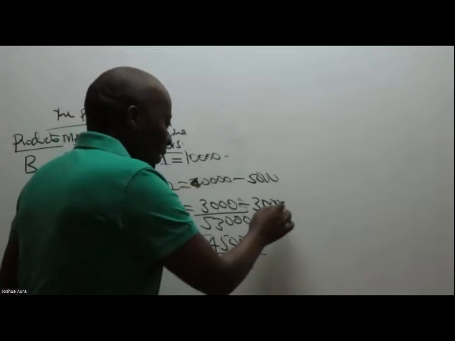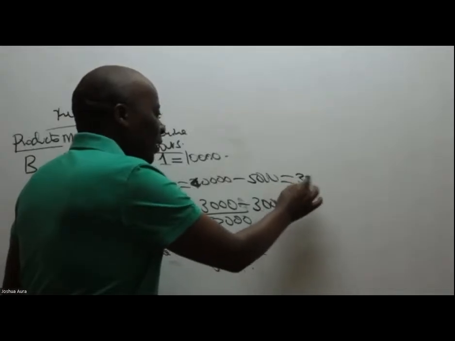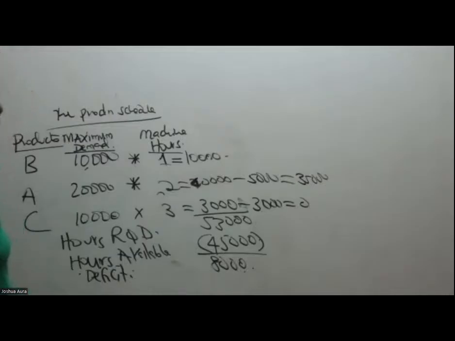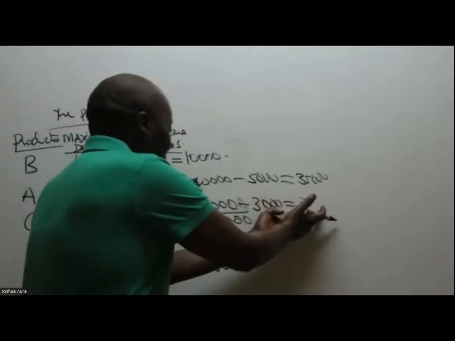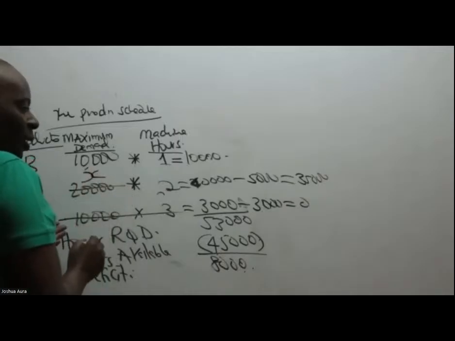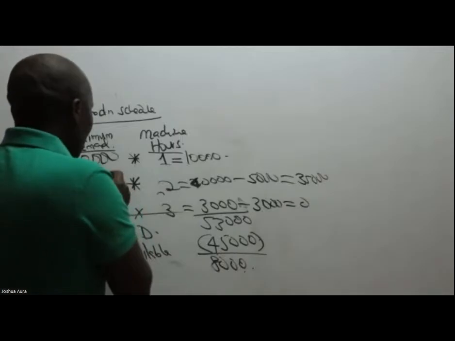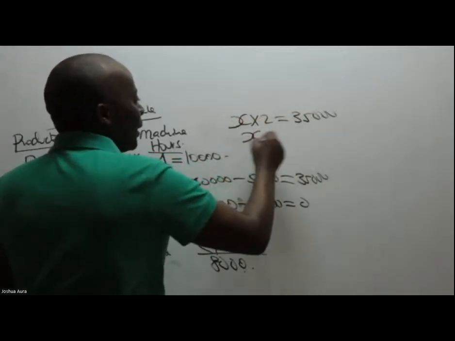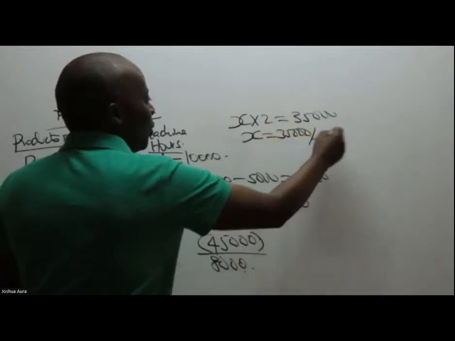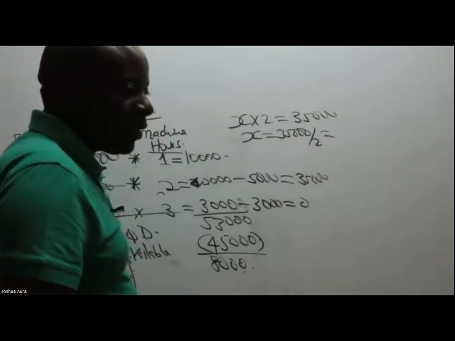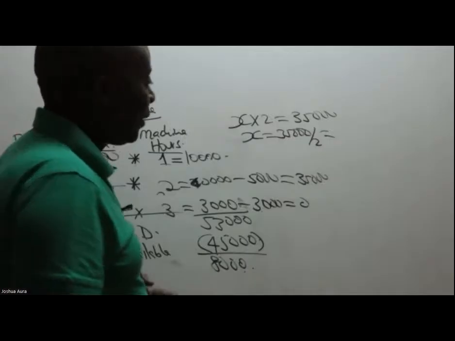So I don't need to proceed with my journey. Here, of course, this is 0. This one now will be 35,000, right? So C will not produce anything at all because there is nothing available for C. But for A, I have to look for the new quantity. I'll call this X. So it will be X times 2 equals 35,000, meaning that X will be 35,000 divided by 2, which gives me 17,500.